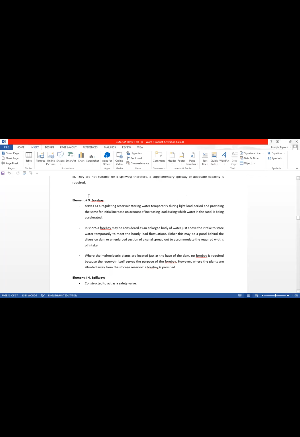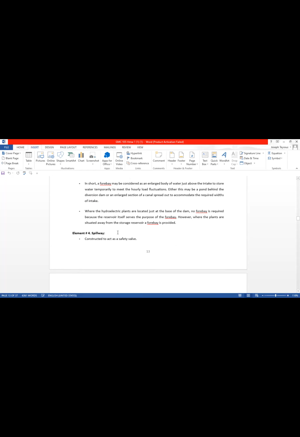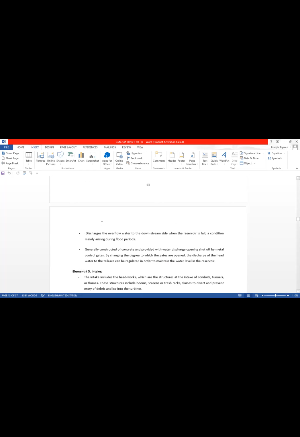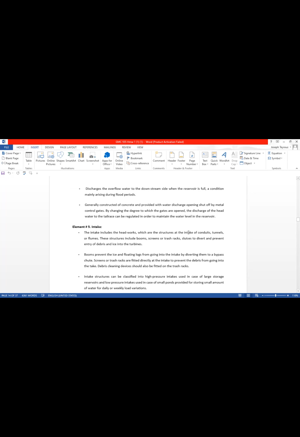Okay, our third element is the forebay. The fourth is the spillway. It's constructed to act as a safety valve. Okay, the fifth is the intake. They are structured at the intake of conduits like tunnels or pipes. They have trash racks and prevent entry of debris and ice into the turbines.